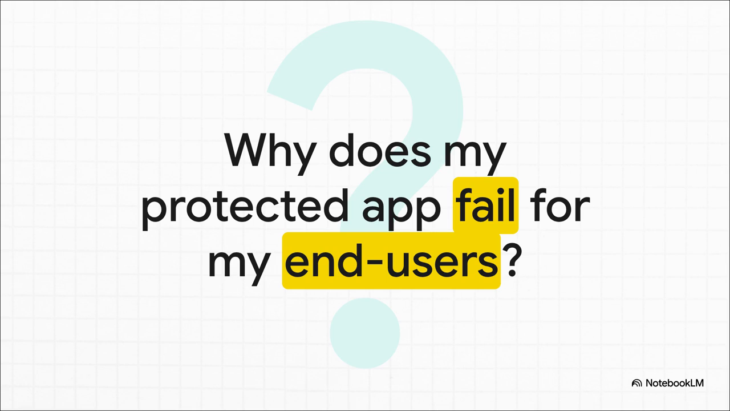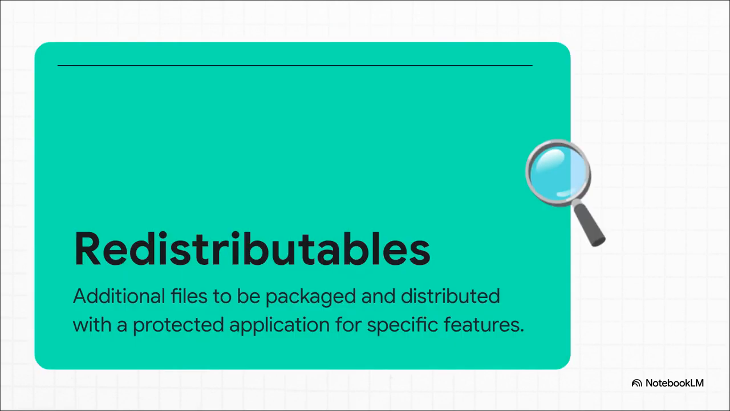You've done everything, you've protected your app, tested it, it's perfect. Then you send it out, and suddenly your users are getting errors. Nine times out of 10, the reason is a missing or just plain wrong redistributable file. So to be super clear, these are separate files. They don't get baked into your main application exe. Think of them as necessary sidekicks that you absolutely have to package and ship right alongside your software for certain protection features to work.